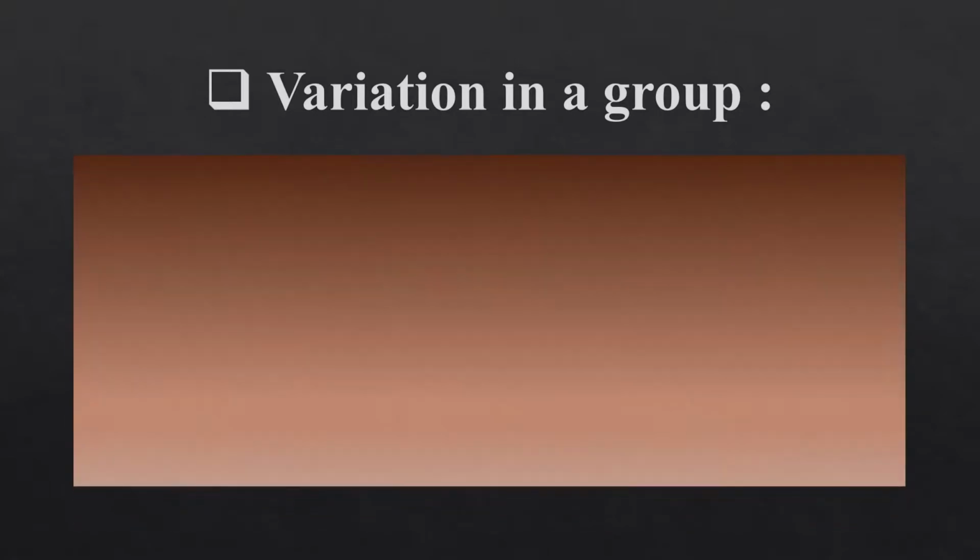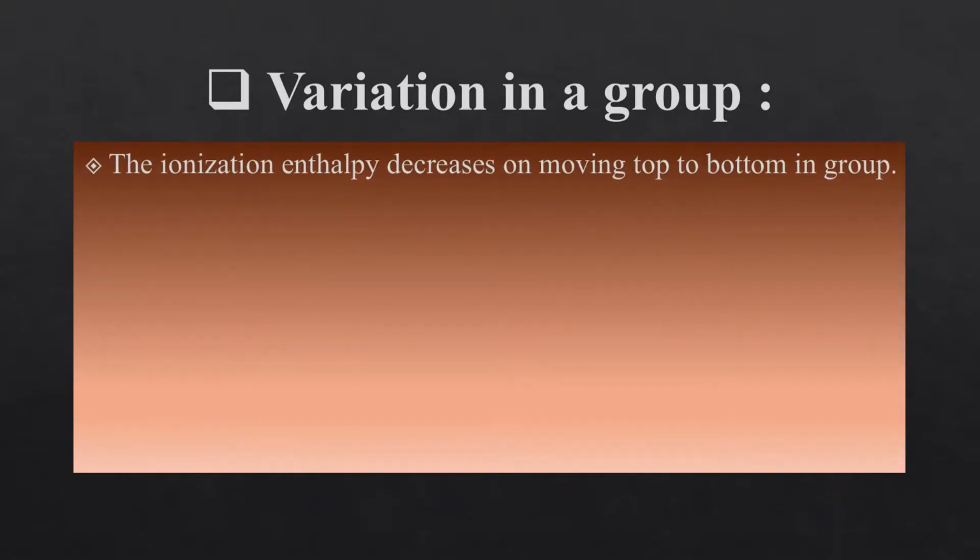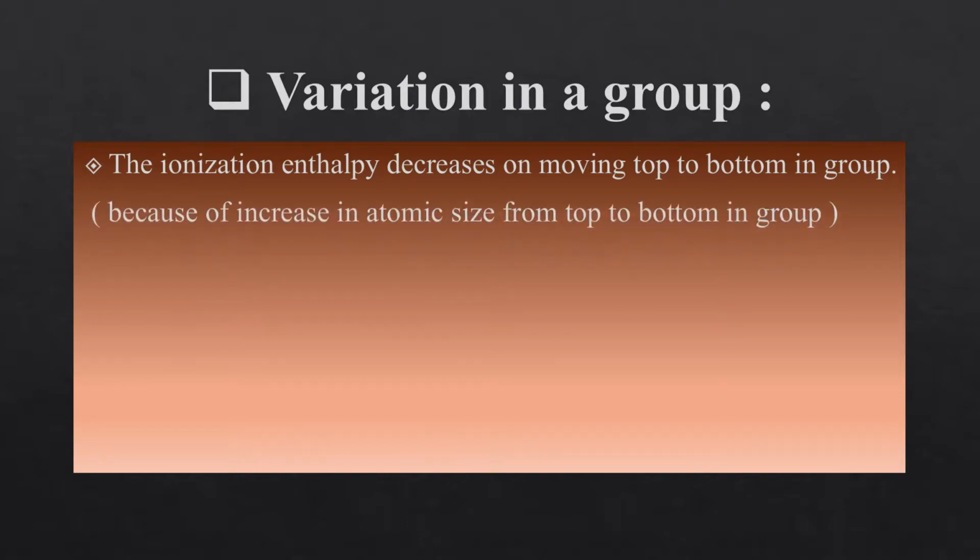Now come to the next, variation in a group. So ionization enthalpy decreases on moving top to bottom in a group. When we move from top to bottom in a group, there is a decrease in ionization enthalpy, and again it is because of the increase in atomic size from top to bottom in a group.